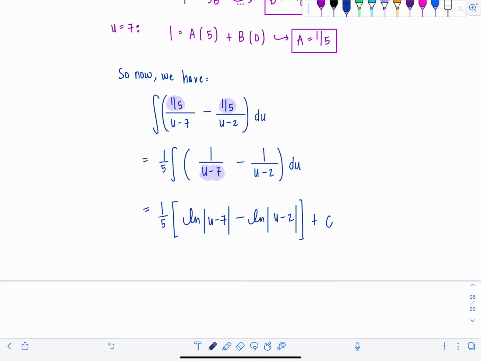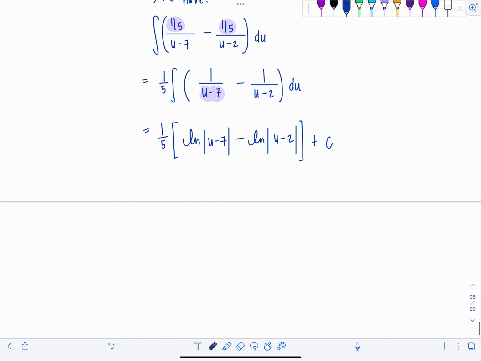Good. We're not done though. Remember, originally we let u equal sine t. So let's go back there. So 1/5 ln, and you do need to keep the absolute values, sine t minus 7, minus ln absolute value sine t minus 2. Close up the bracket, then the plus C.